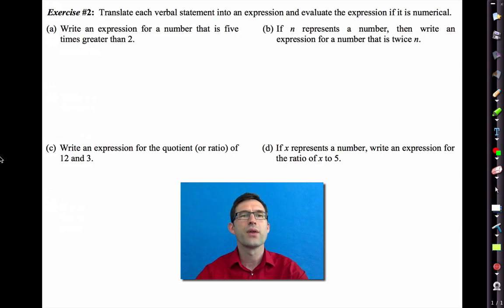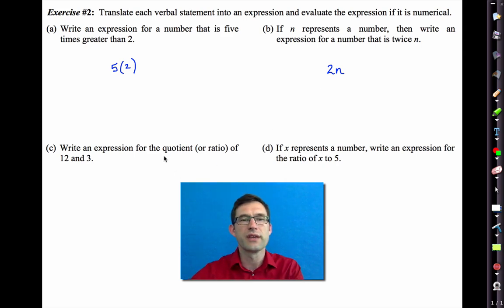Exercise 2, letter A. Write an expression for a number that is 5 times greater than 2. Well, 5 times greater would just be 5 times 2. Now, the actual number is 10, but it didn't actually ask me to do that. That's a number that is 5 times greater than 2. Letter B, if n represents a number, then write an expression for a number that is twice n. Well, twice n means that we're multiplying by 2. So that's just going to be 2 times n. Same thing, 5 times greater than 2, twice the number.